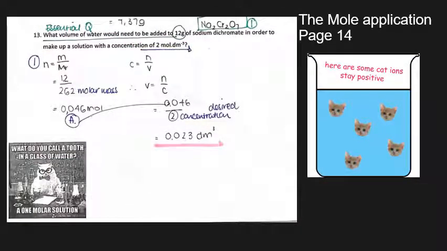The last question on page 14, question 13, asks, what volume of water would need to be added to 12 grams of sodium dichromate in order to make up a solution with a concentration of 2 moles per decimeter cubed. Now, what am I going to do here, guys? What is the first thing I'm going to do here?